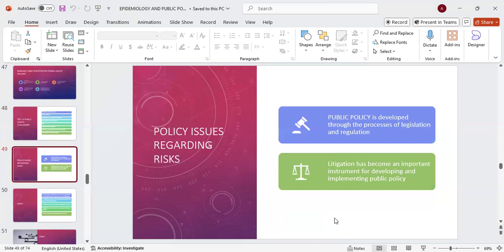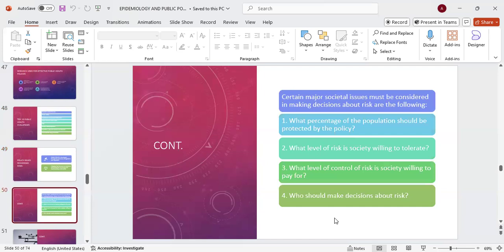Policy issues regarding risk. Public policy is developed through the process of legislation and regulation. Litigation has become an important instrument for developing and implementing public policy. Certain major societal issues must be considered in making decisions about risk, as follows.